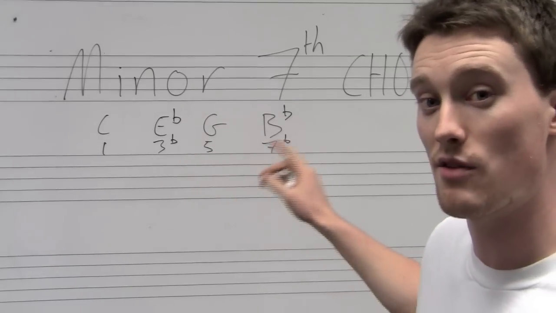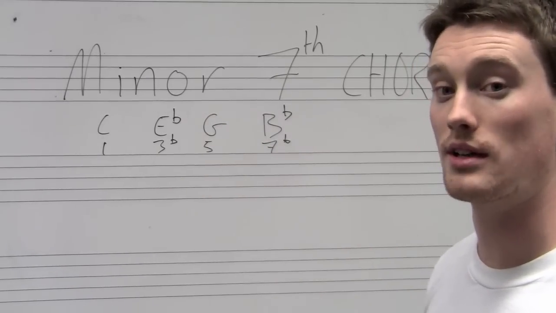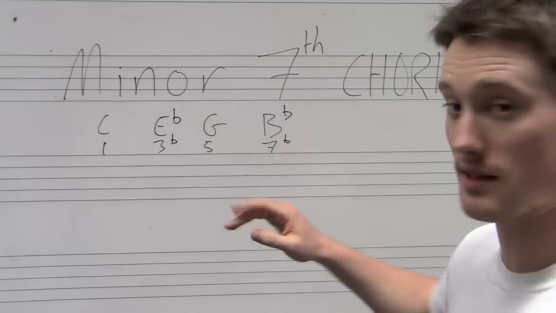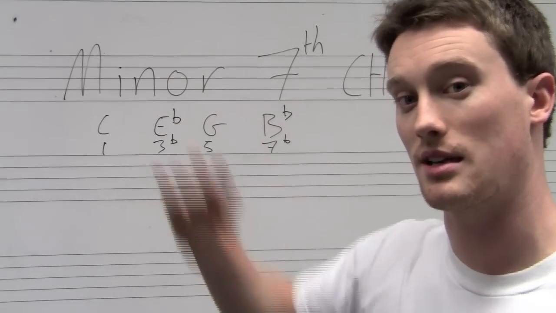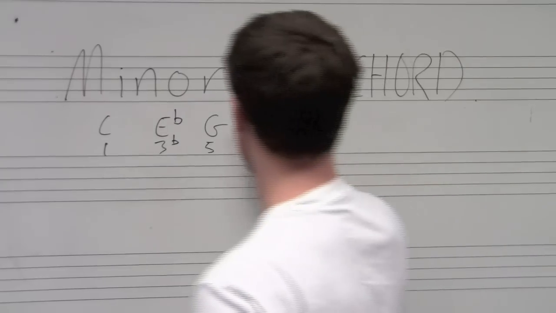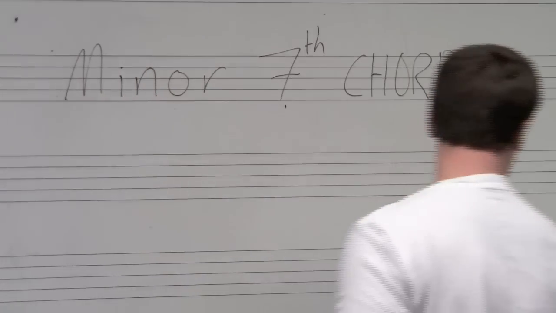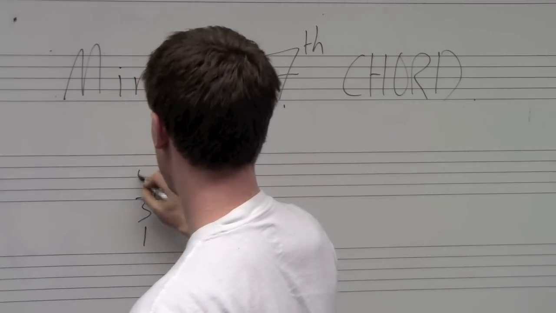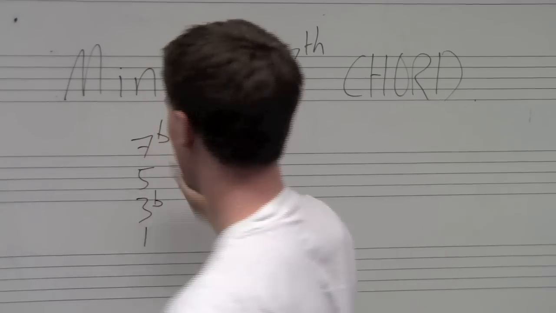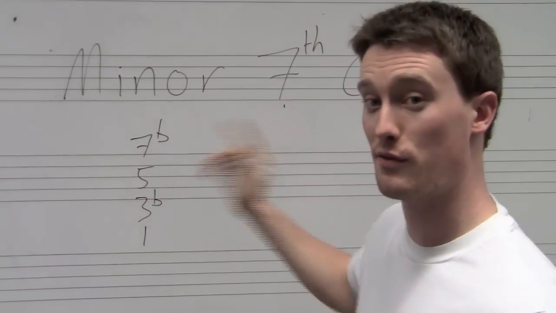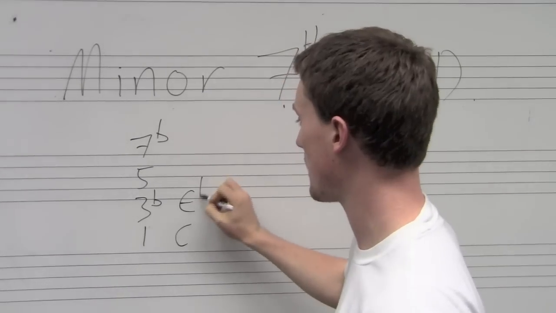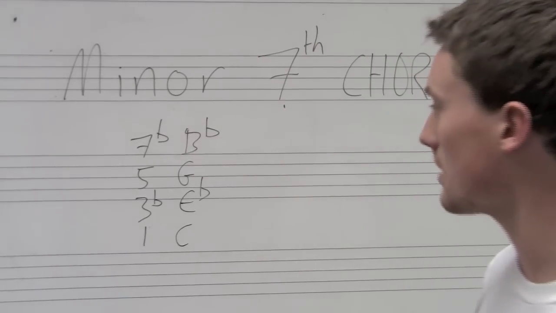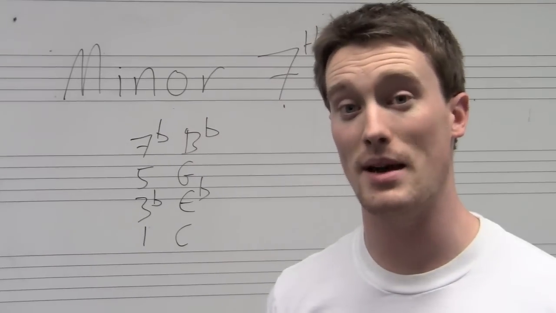1, flat 3, 5, flat 7. Or the letter names are C, E flat, G, B flat. Done. Let's stack it vertically because for some people it helps to see it in a vertical arrangement. So remember, 1, flat 3, 5, flat 7. C, E flat, G, B flat. Done. So that's all there is to it. That's how you make a minor 7th chord.